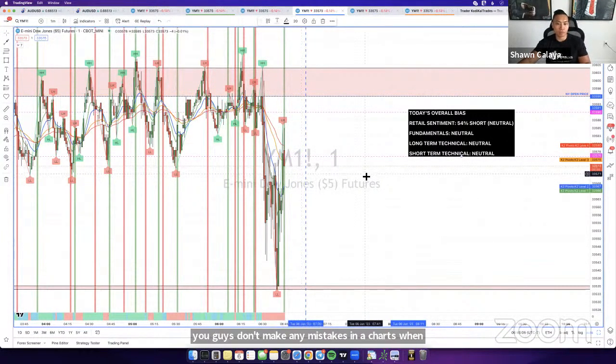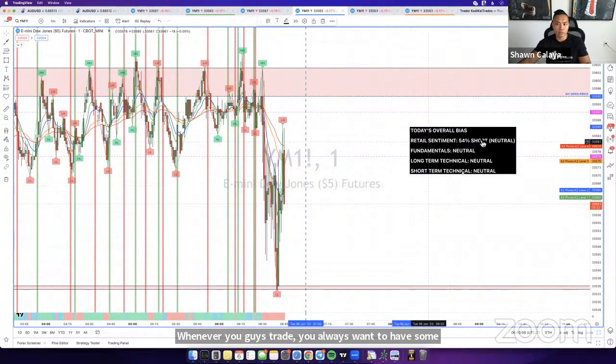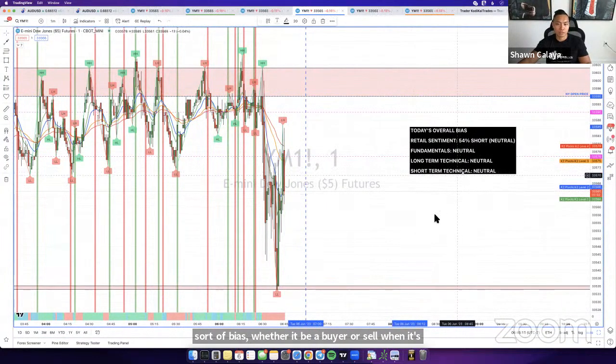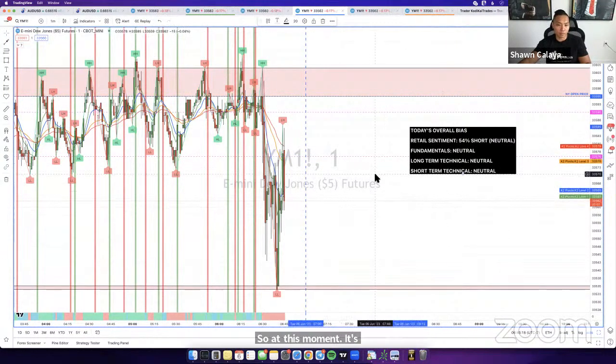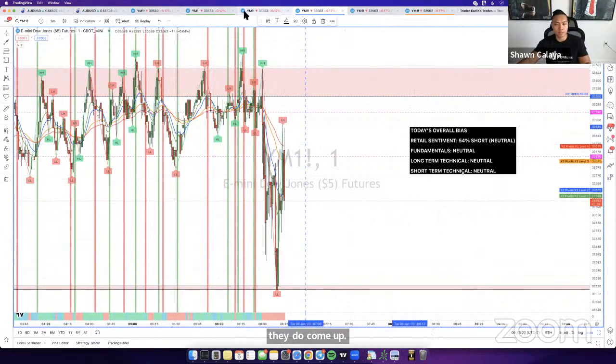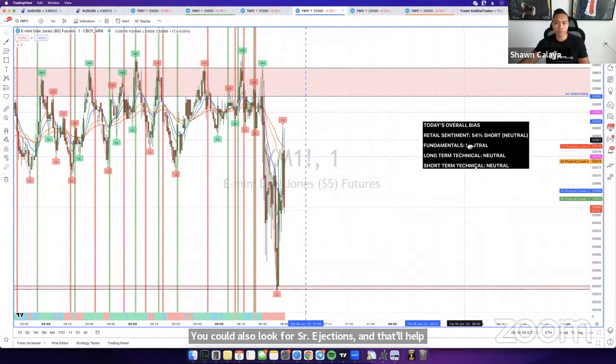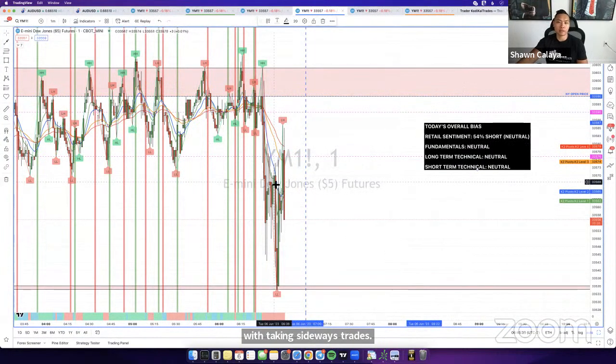Whenever you trade, you always want to have some sort of bias, whether it be a buy or a sell. When it's neutral like this, you don't really have any direction to trade in. So at this moment, it's probably best to just sit tight and look for these high level momentum scalps when they do come up. You could also look for SR rejections, and that'll help with taking sideways trades. So we'll take a look at those trades too if there's nothing here for high level momentum scalps.